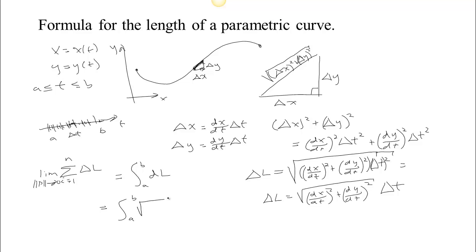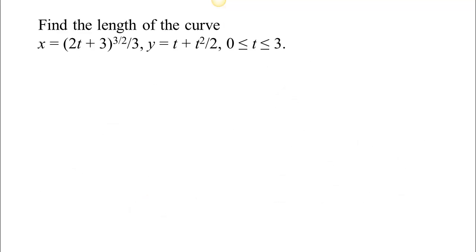Each little bit of length is equal to the square root of (dx/dt) squared plus (dy/dt) squared times dt. And this is the formula for the total length. So the total length would be the limit of this sum, right, which turns out to be this integral with respect to t. Let's look at an example of how you'd work with this formula.